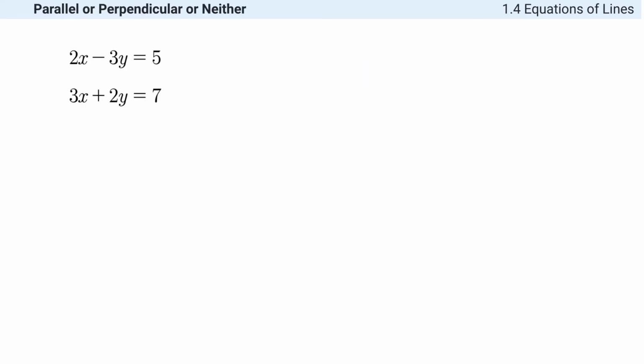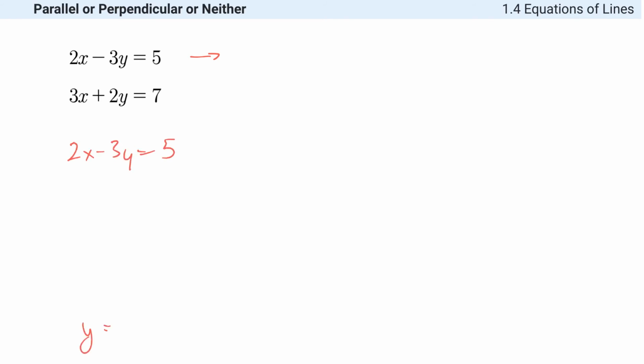Here's one where you try and figure that out. But here I gave you the equations in a funny format. So for each of these, I can't really tell what the slope is without changing its form. So if I take this first equation, let me write it down here: 2x minus 3y equals 5.